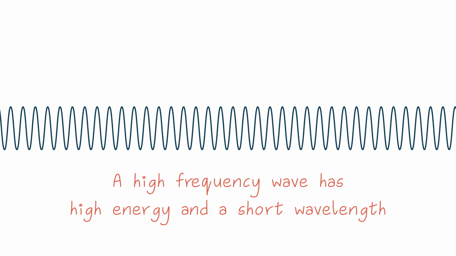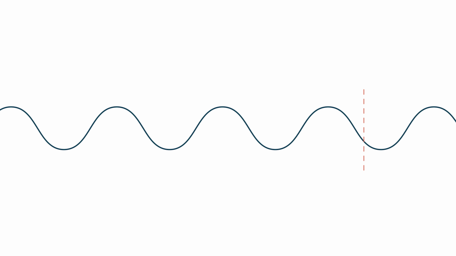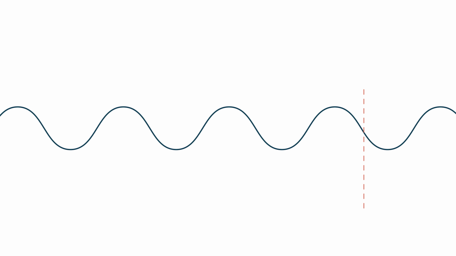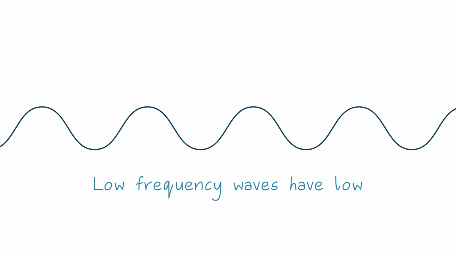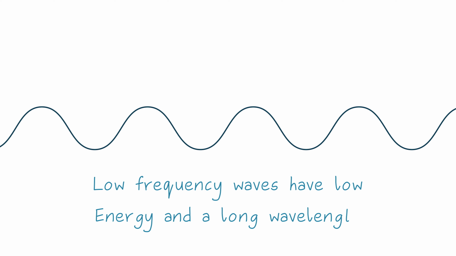If we lower the frequency of the wave, it will look like this, now with less waves passing that same point in space per second. Again, we can stop the wave and measure the wavelength, and you can see that this low-frequency wave has quite a long wavelength. In the same way as before, low-frequency waves will transfer less energy than high-frequency waves. We can summarize the relationship between these variables then by saying that a low-frequency wave has low energy and a long wavelength.